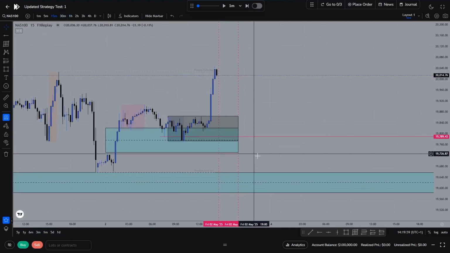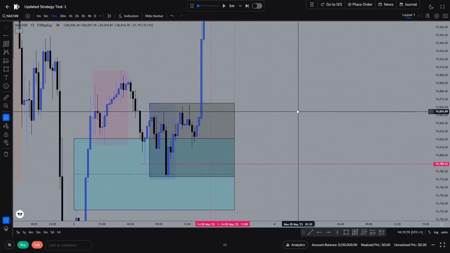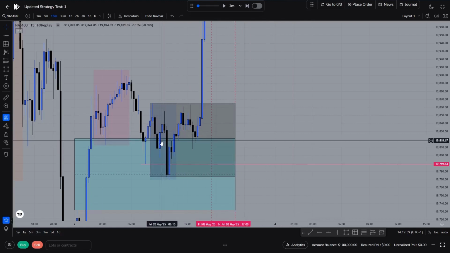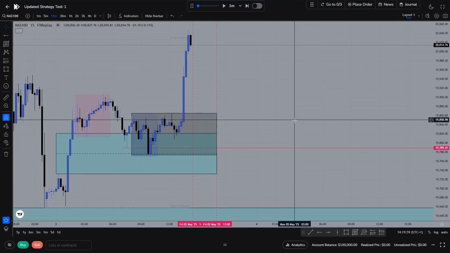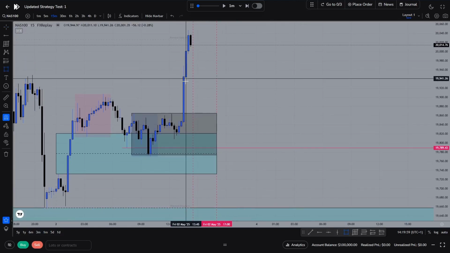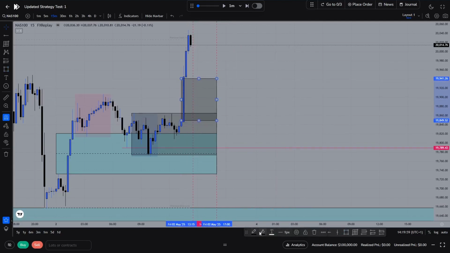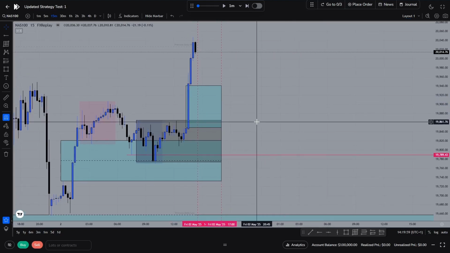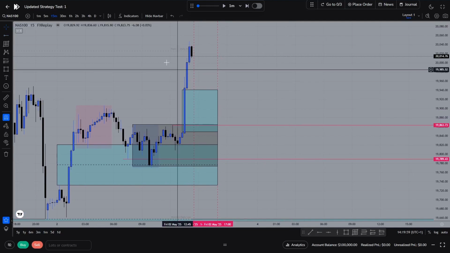Drop down to the 15-minute. See what price did inside. Price came back, but price hasn't come back into this order block just yet. Also left behind this 15-minute FVG. Keep it moving. Don't really care about the dotted line in the middle right now. Price broke structure to the upside right here.